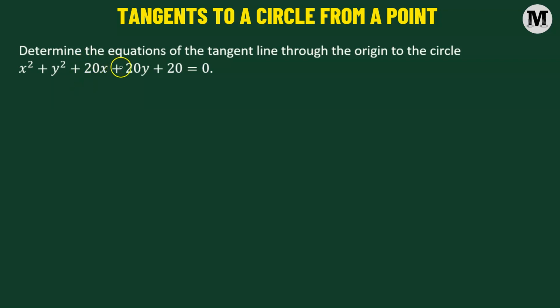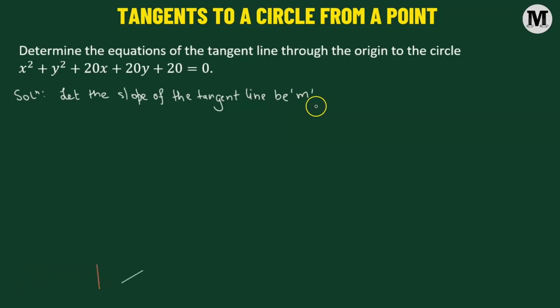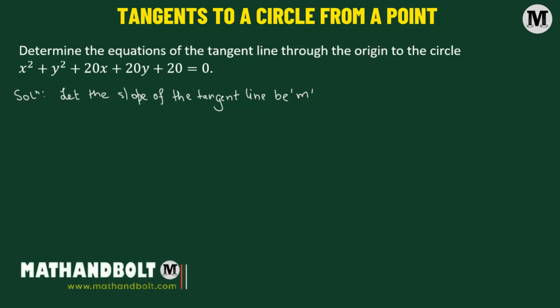In this problem, we need to determine the equations of the tangent line through the origin to the given circle. Let us begin. So first we will specify the slope of the tangent line. We will denote it by the letter m in lowercase. And this tangent line is passing through the origin.